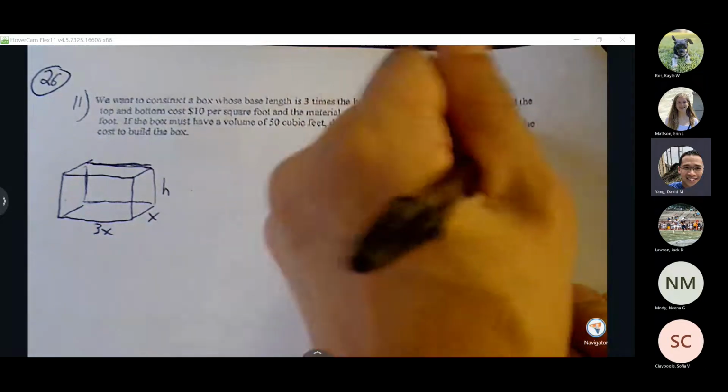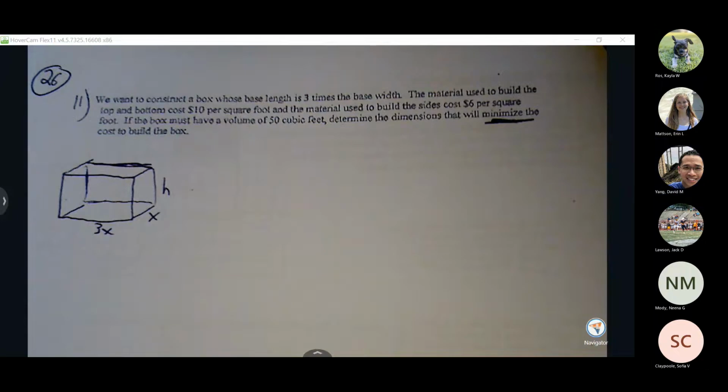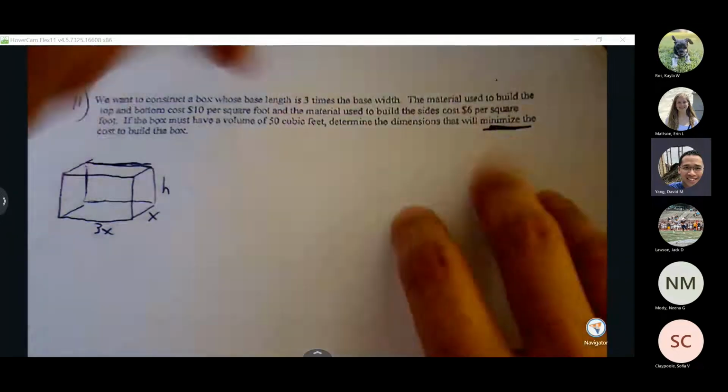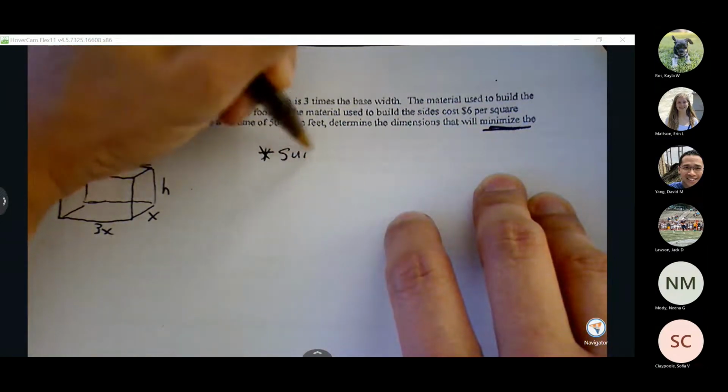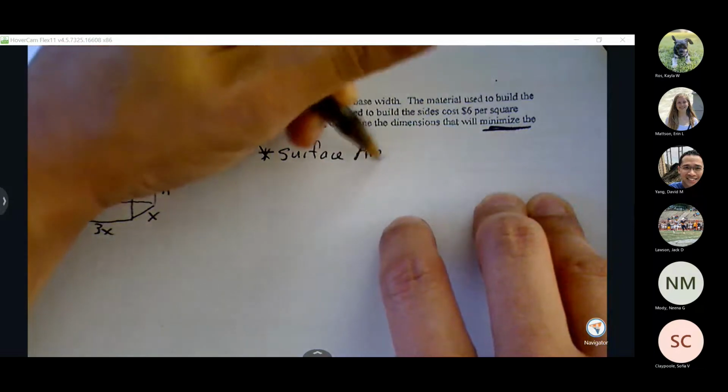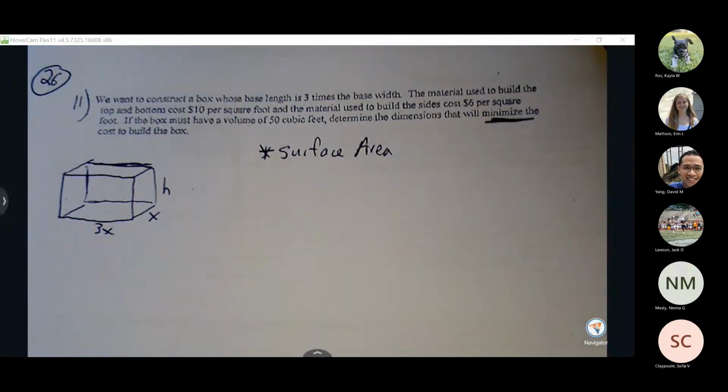We're trying to minimize cost, but again, the cost is coming from the material that is building the box and not from the inside, not from the volume, right? So we know that the minimum cost is going to be related to the surface area. So let's build our surface area. We know we have 6 sides to work with, because the top is actually going to be material too.